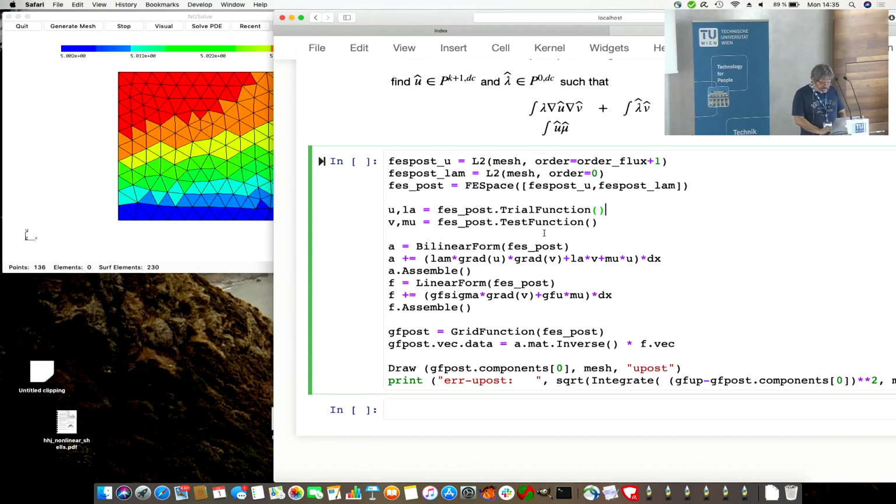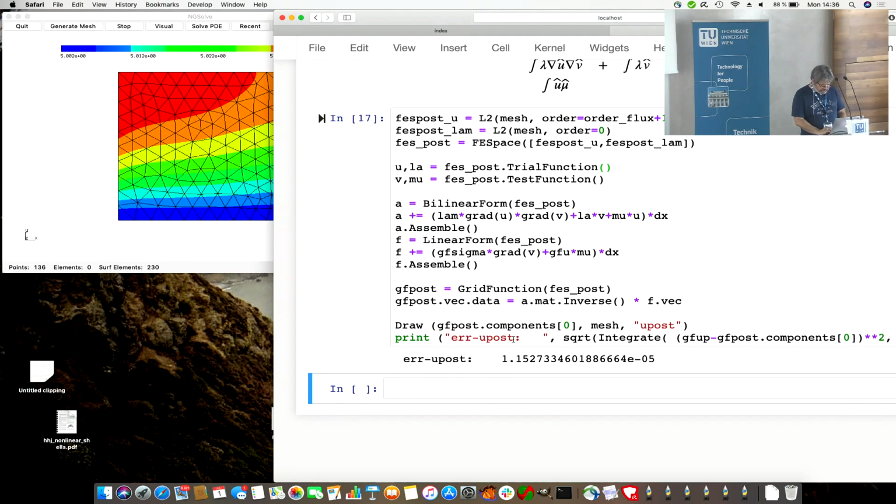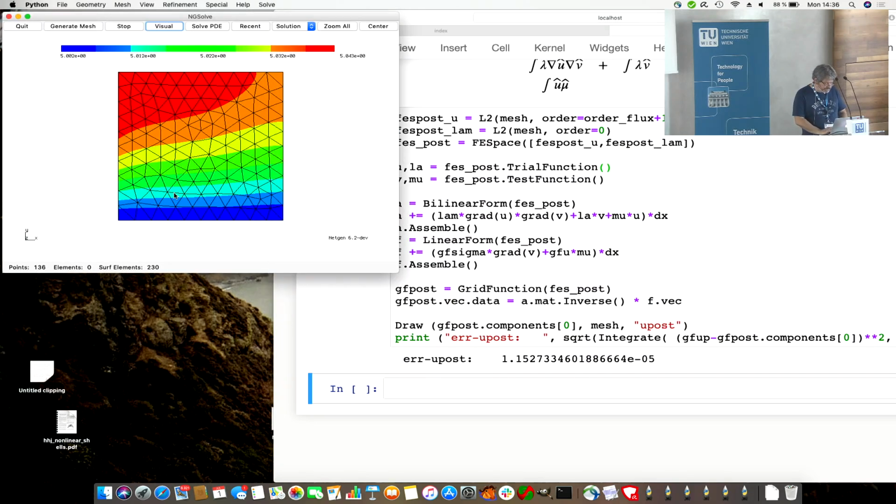This is set up again as a mixed problem, a product space for the post-processed u and the Lagrange multiplier lambda, one order higher. The Lagrange multiplier is always piecewise constant. Write it down as a variational problem, solve it, and we see, okay, the error of the post-processed u is now much better than the original one, and it also looks better. Okay. The techniques of how to set up mixed problems and how to do this post-processing come in several of the following exercises.